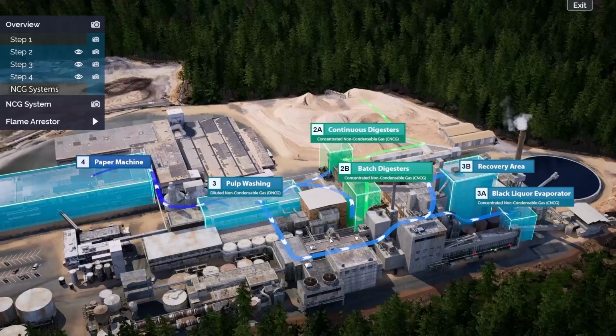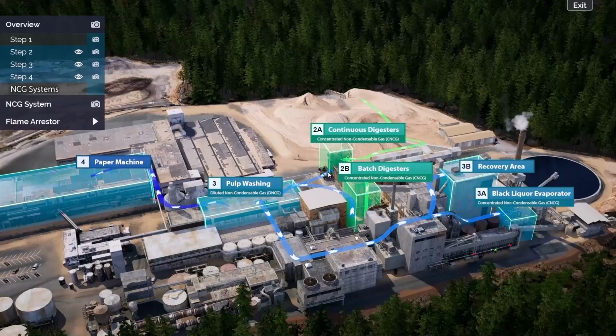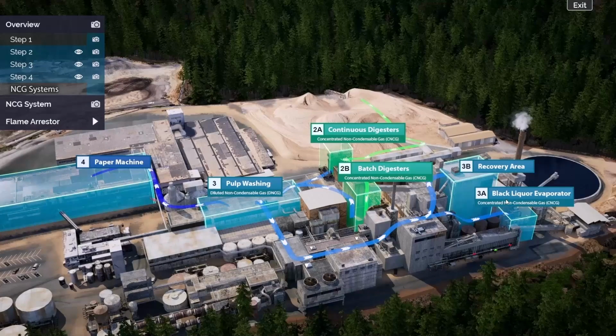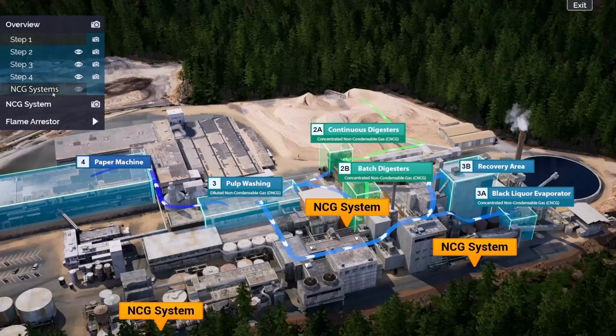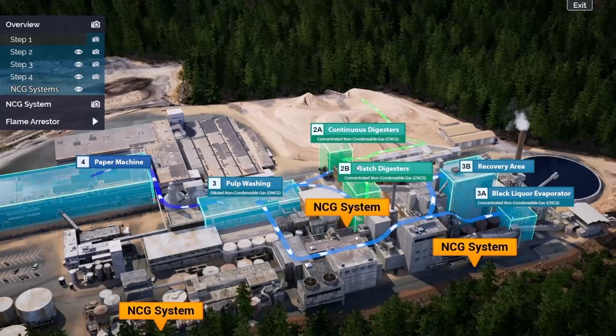An important part of this exhibit is talking about the non-condensable gas, and we can see the flow of it through pulp washing out to the recovery area and the black liquor evaporator. The next thing we can do is put on labels for the NCG systems. That's the non-condensable gas systems. There are 3 here. If we click this button, we'll go and view one of the systems.